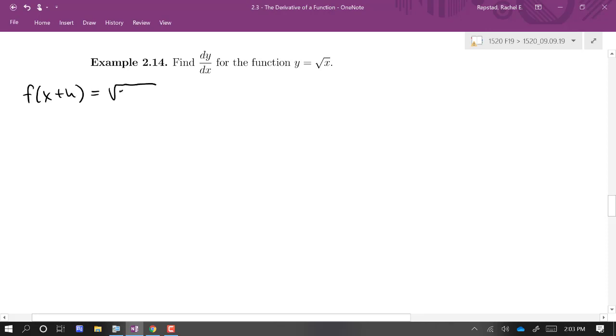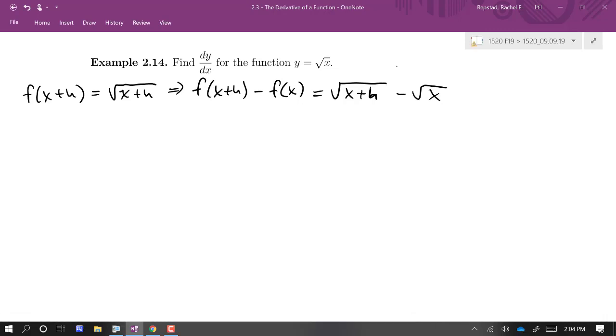So f of x plus h is just the square root of x plus h. That's simplified. We can't split up a radical over addition, so that's as much as we can do with that. So f of x plus h minus f of x is the square root of x plus h minus the square root of x. Now, even worse than last time, there's nothing to do. There's no adding fractions here. These are not the same radicands, so I can't combine them as a single radical. So there's nothing to do there. So let's set up the limit.